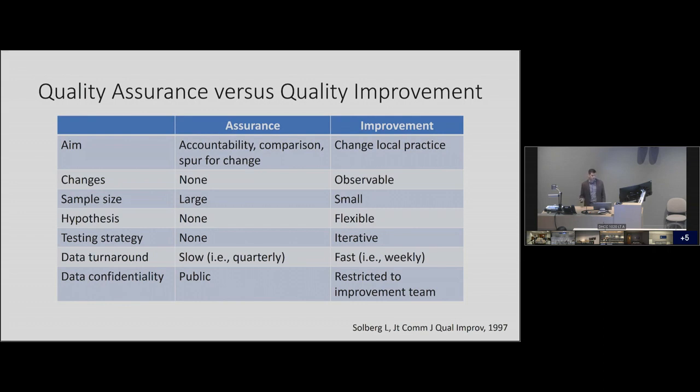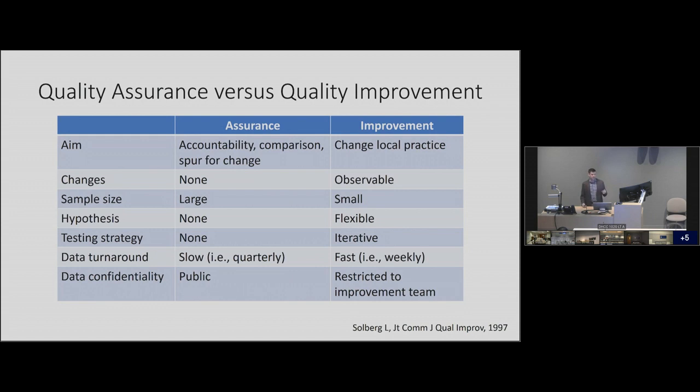There's no testing strategy because there are no changes with quality assurance, whereas with improvement, again, it's iterative, go as you learn. With assurance, the data turnaround is slow, whereas for improvement, you want it to be fast, because if you're only getting the data quarterly, well, you're probably only going to learn from your changes on a quarterly basis, which is much slower.